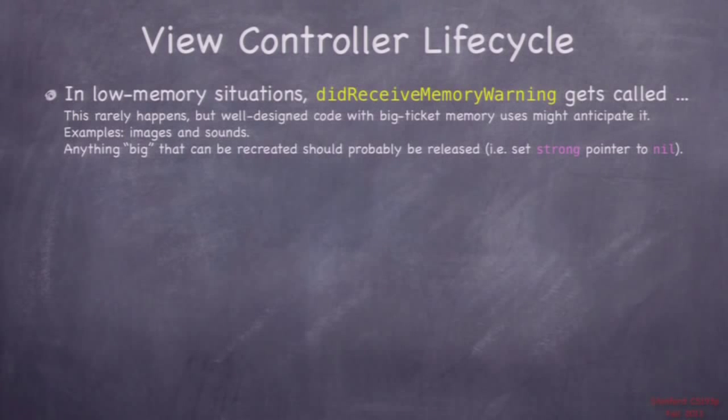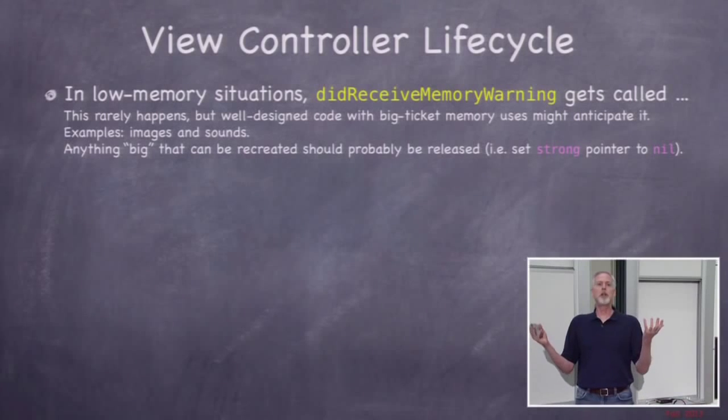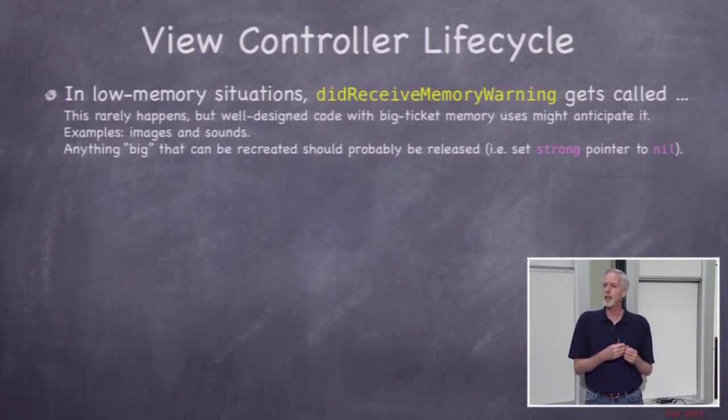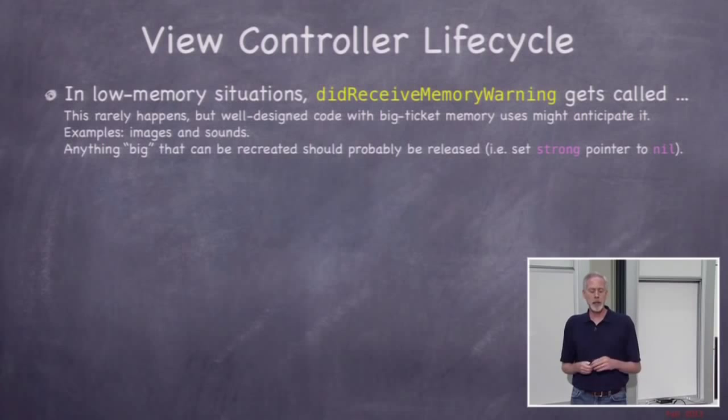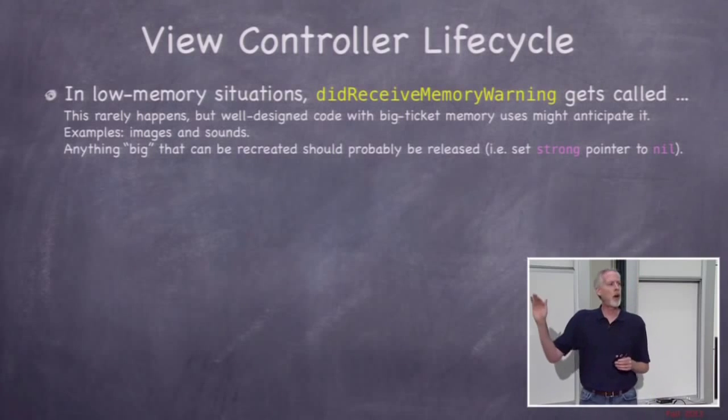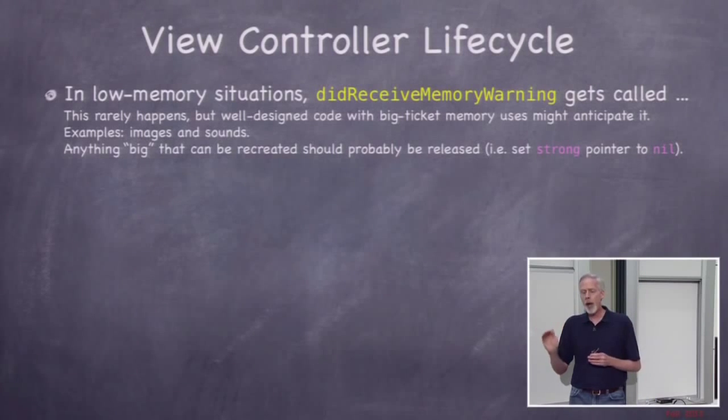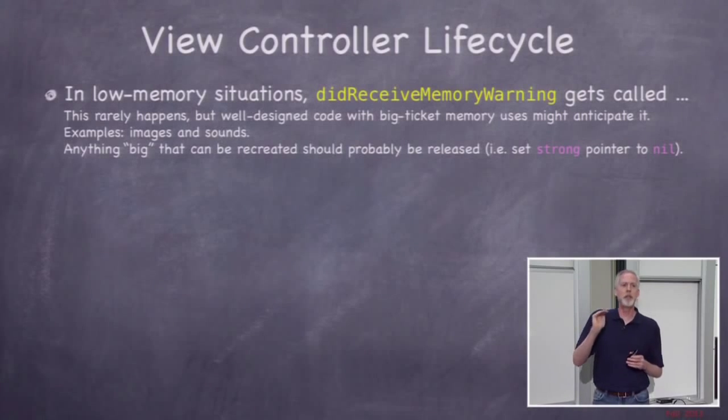Okay, in low memory situations, you're going to get this message to your view controller called did receive memory warning. Low memory doesn't necessarily mean your app is using a lot of memory. It just might be all apps on the phone combined are using a lot of the memory and it needs some of it back. So it might be sending this to lots of applications. It's completely up to the system to decide whether it wants to generate this warning. Your only responsibility when you get this is to try and free up memory. That means in the heap. And that means setting strong pointers to nil.